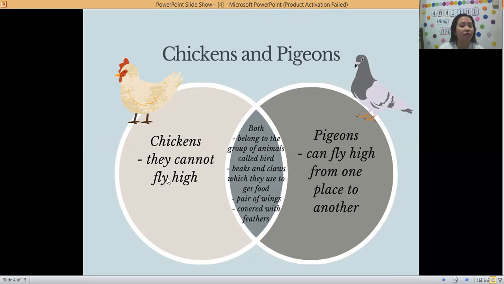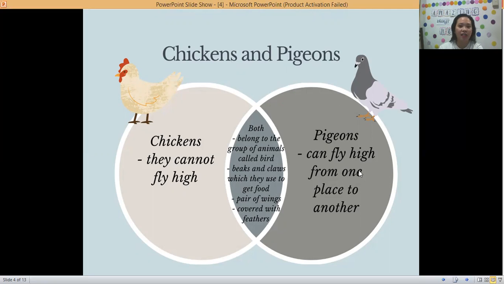Chickens cannot fly high, while pigeons can fly high from one place to another. So these are the characteristics that both of them have. Both of them belong to the group of animals called birds. Both of them have beaks and claws which they use to get food. Both of them have a pair of wings, and both of them are covered with feathers. So this one is the chickens and the pigeons.